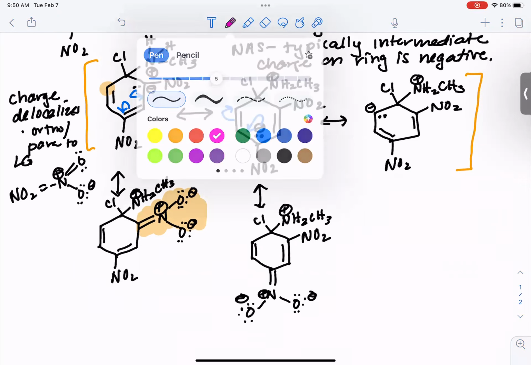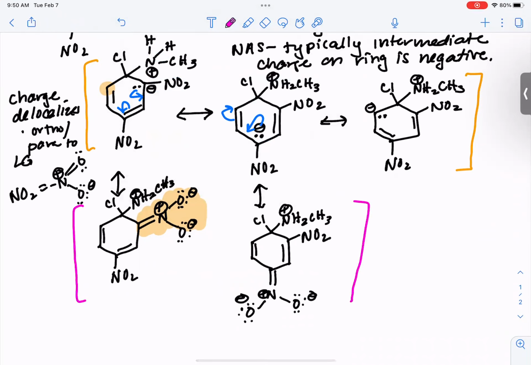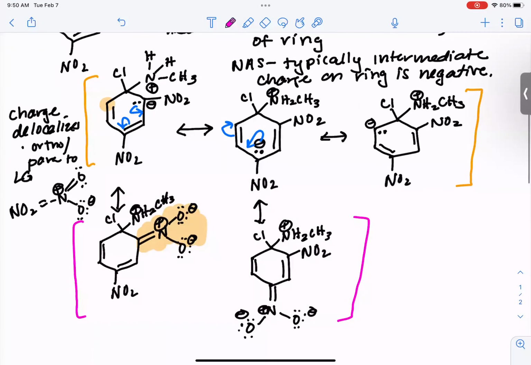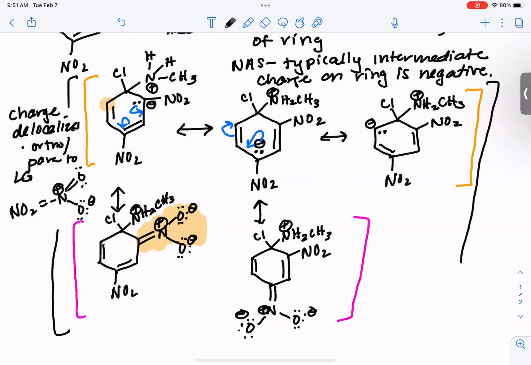So what I bracketed in orange are the resonance structures that you get for nucleophilic aromatic substitution, where you have a carbon that has a negative charge, and that charge is delocalizing throughout the ring. What I have bracketed in pink are the extra resonance structures that you get if you have an electron withdrawing group in the ortho and the para positions. All of them, so I'll put a big black bracket, are resonance structures. So they all contribute to the stability.